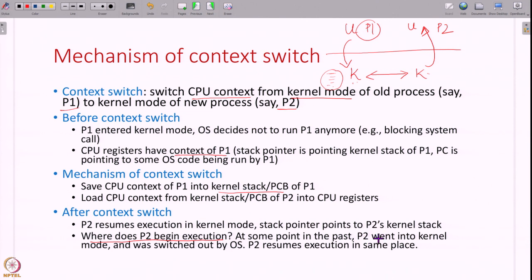Therefore, wherever P2 stopped in the past, at some point in the past P2 went into kernel mode and it was stopped, and it will simply resume execution in the same place. So a context switch basically freezes this process and resumes that process. Whatever context was stored, the program counter, stack pointer, registers, everything, that is restored, and then P2 will resume execution in that kernel code where it stopped. Maybe it made a read system call, maybe it gave some command to disk, and now the data is ready. P2 is ready to run and it will finish whatever it was doing and go back into user mode again. So this is a context switch.